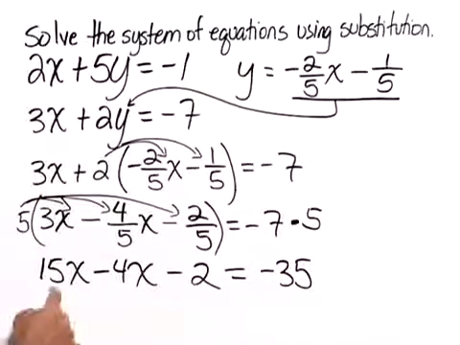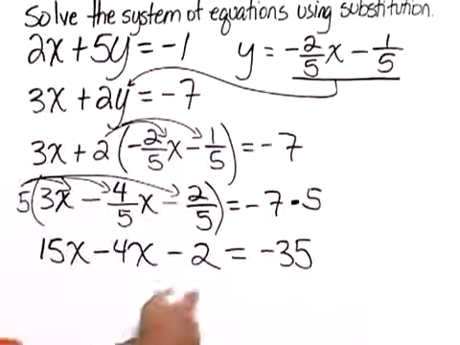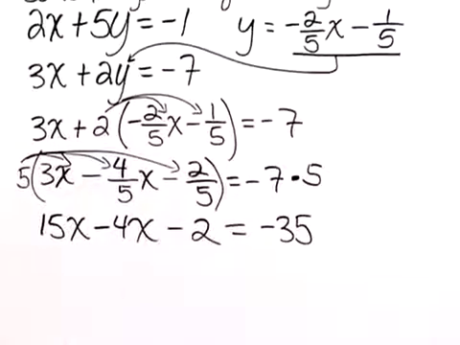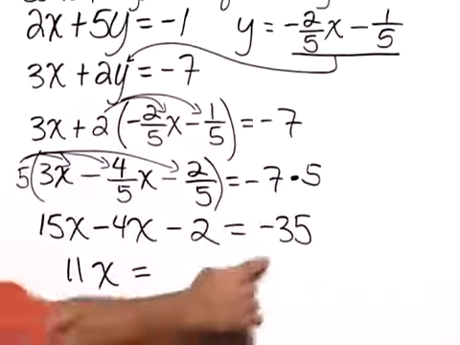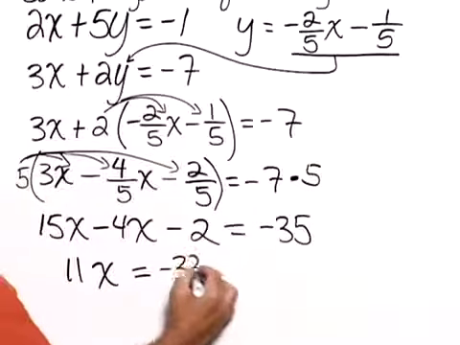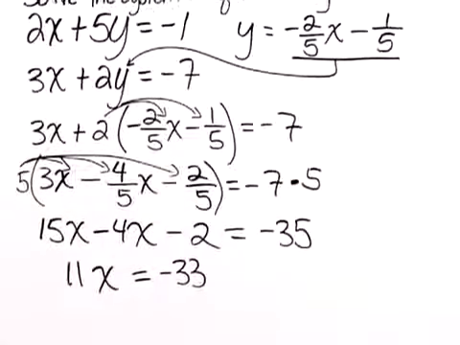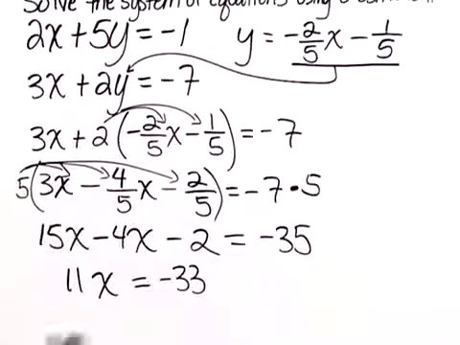We'll combine 15x minus 4x, which is 11x, and we'll add 2 to both sides, so we have 11x equals negative 35 plus 2, which is negative 33. We divide both sides by 11, and that gives us x equals negative 3.